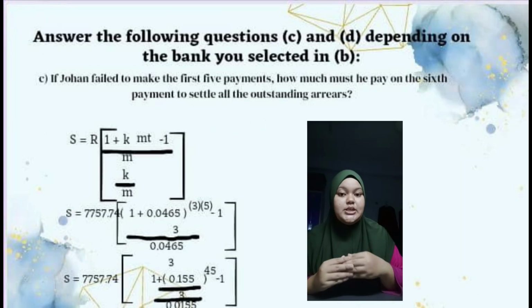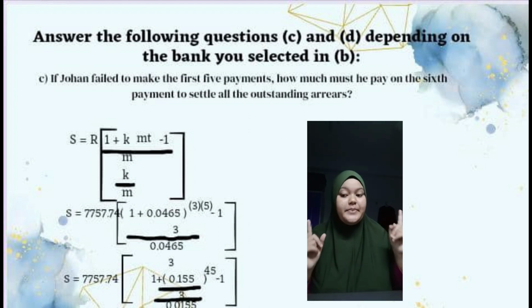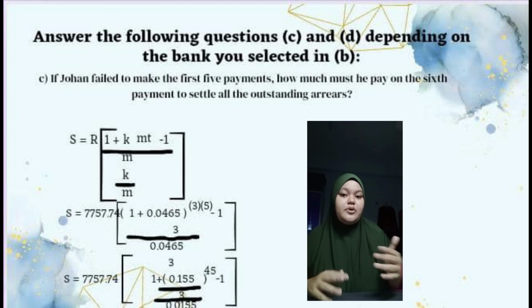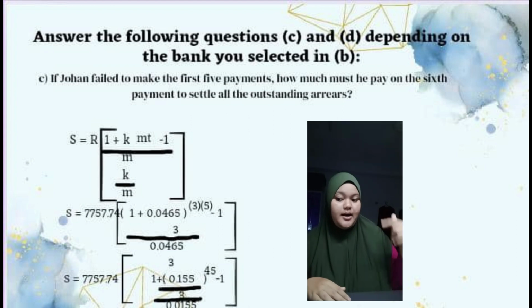A formula to answer the question is S equals R, open the bracket, 1 plus, open the bracket, K over M, close the bracket, MT minus 1 over K over M. Okay, S equals 7757.74. For the answer from question B, we have to choose Trust Bank or Horizon Bank. So I choose Horizon Bank. So the 7757.74 is the answer from B. So this answer is R.